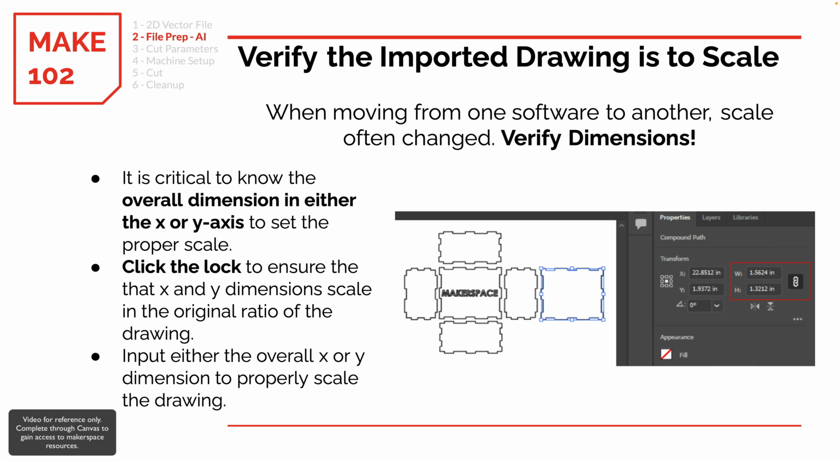And then we do the same thing. We first verify our dimensions. So select some line that is of a known length. Check the length of that line to make sure it is the length you expect it to be.